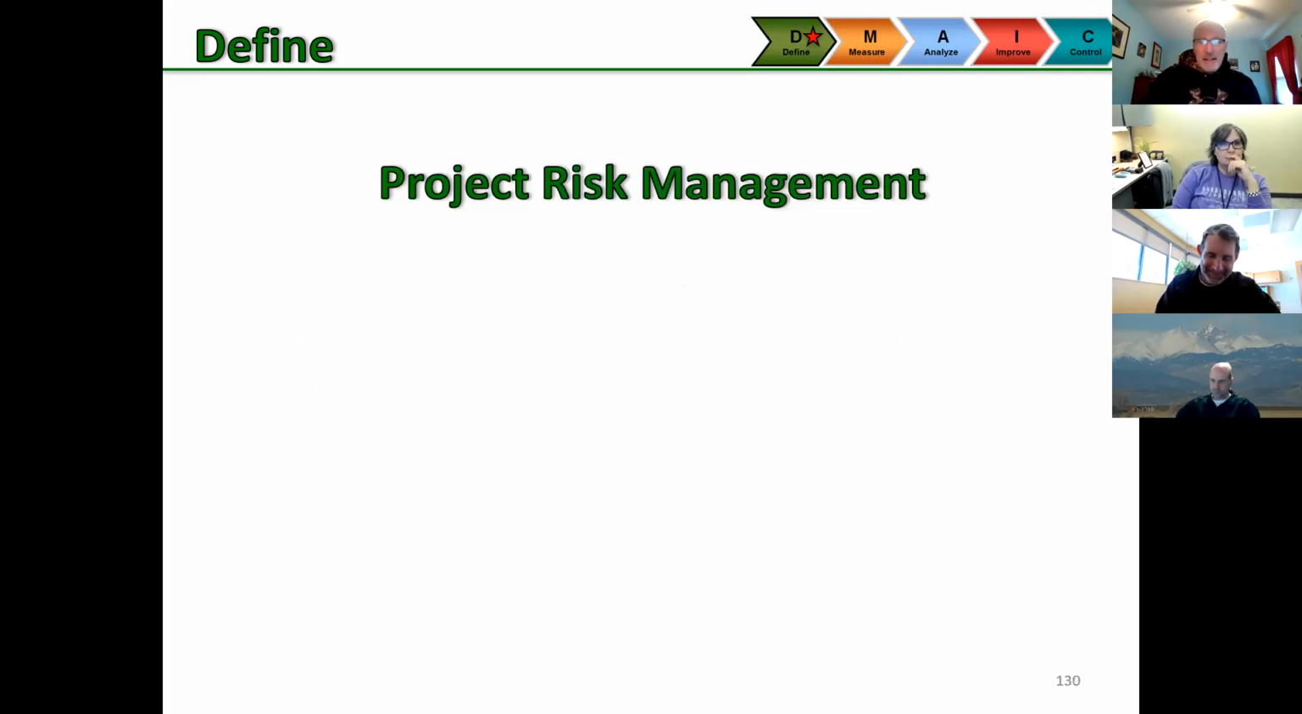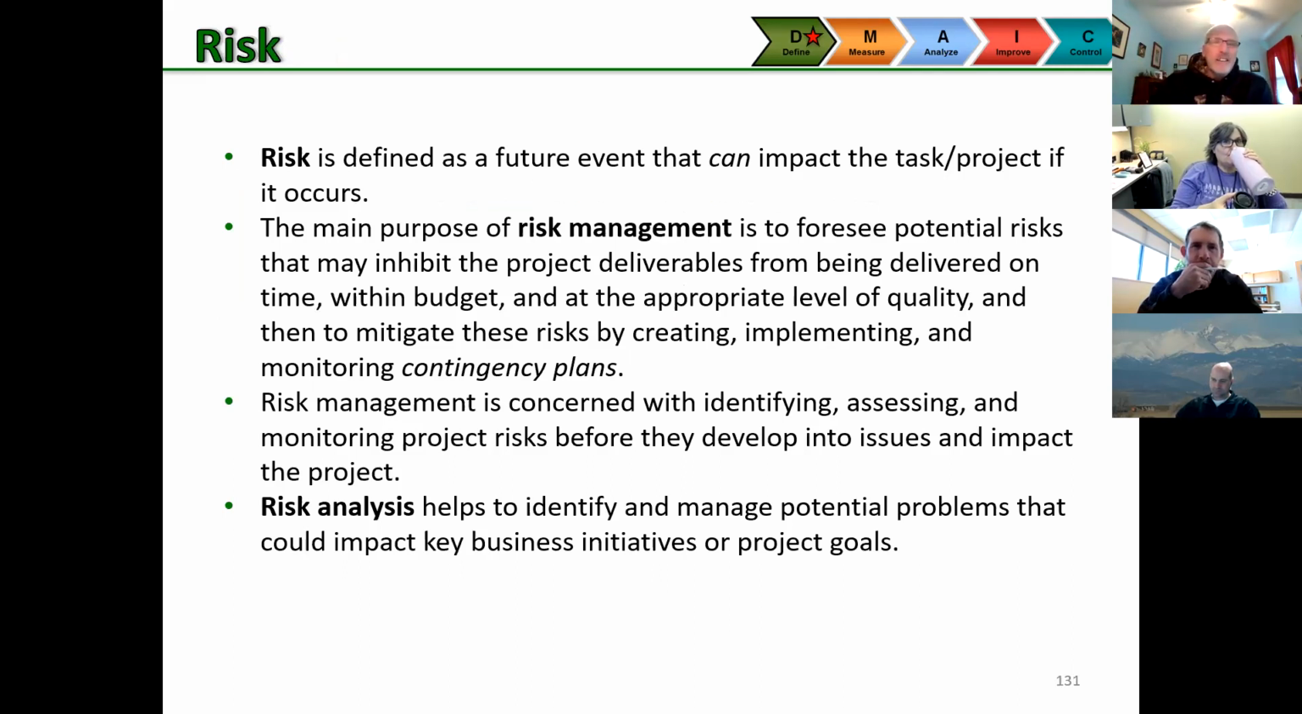So project risk management. Again, when I say project risk management, think risk management, period, in terms of whatever process you do, and the things that go wrong. So some basic risk: it's a future event that can impact the task or project if it occurs, right? Risk management is basically foreseeing potential risk that can inhibit the project deliverables from being delivered on time, within budget, and even think orders.